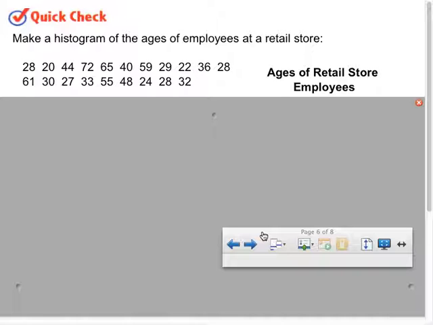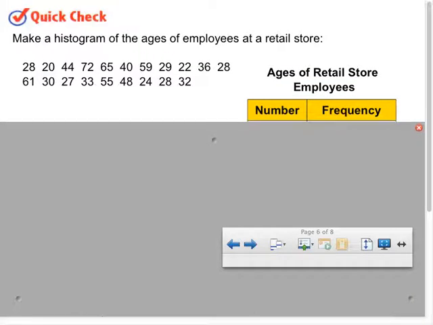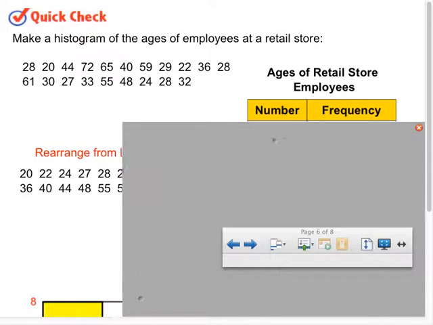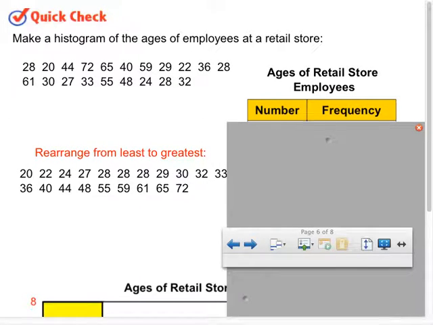Okay, by now you should have arranged this from least to greatest. You should have something like this. That's the order from least to greatest. Now, there are a couple intervals that you can use. Can somebody give me the one they chose? What interval did you choose? How many values in your interval?